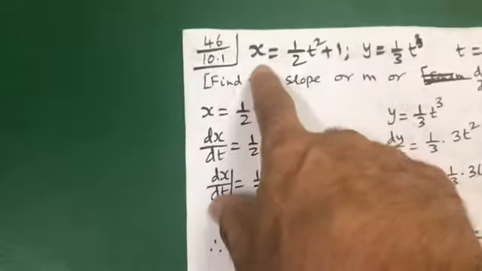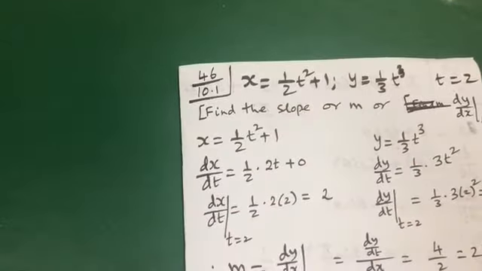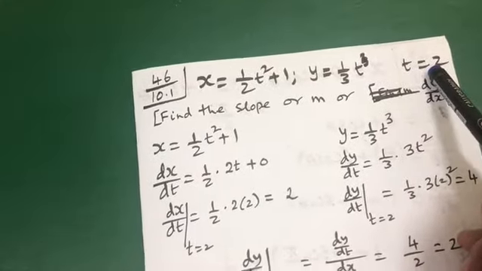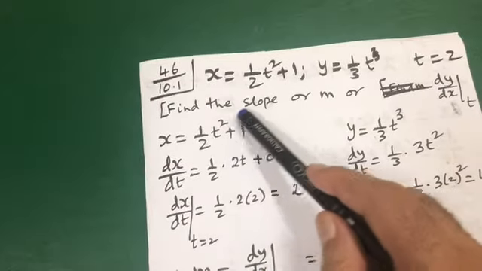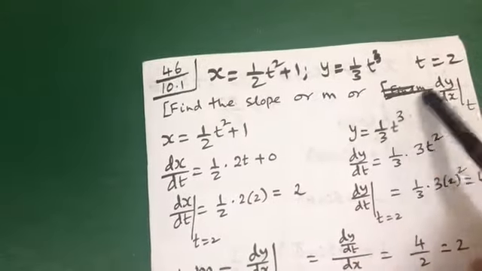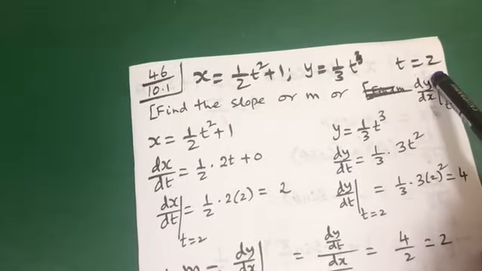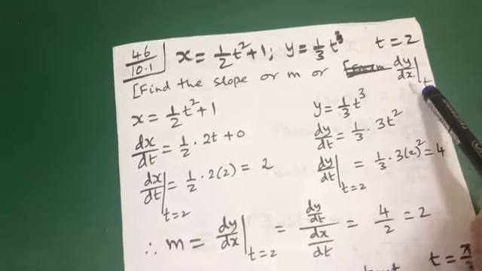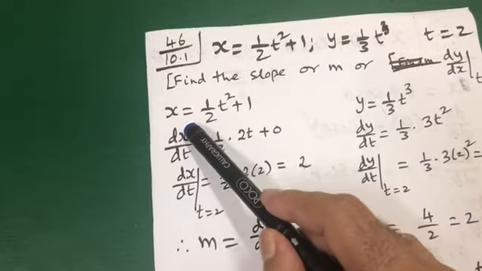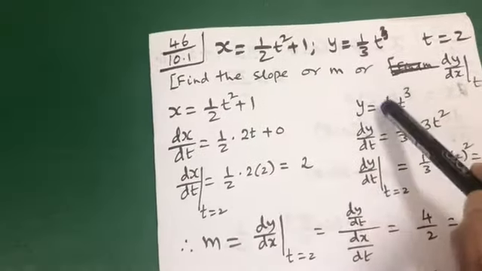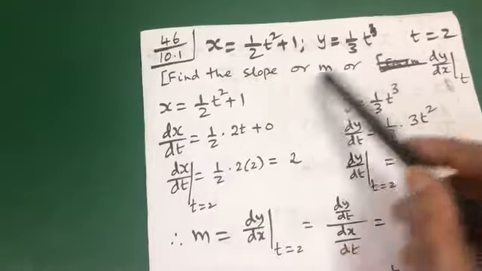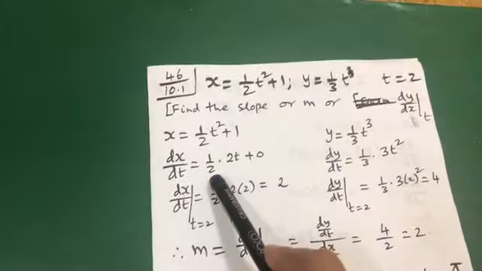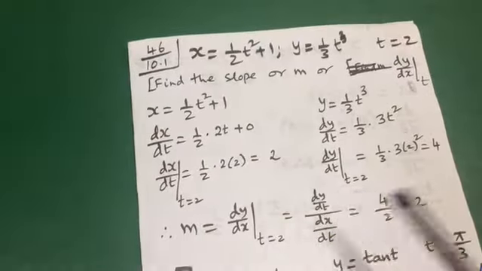So here x is equal to half t square plus 1, y equal to 1/3 t power 3, and the point is t equal to 3. What is the question? Don't forget, find the slope m, or dy by dx, at the point t. When you write a vertical line like this, it means at the point t. Now what do you have to do? Take x here, take y here, find the derivative dx over dt, find the derivative dy over dt, divide dy over dt by dx over dt.